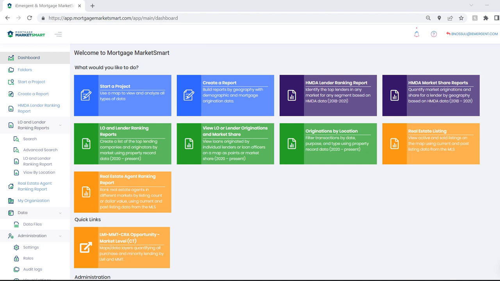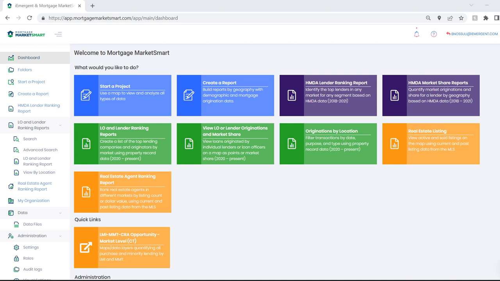And then this last green tile is for users who want a data dump of the information. So this allows you to get to property level transactions. So instead of seeing who the top lenders were in a specific market, you could see all of the transactions in a specific market and then manipulate them via Excel.